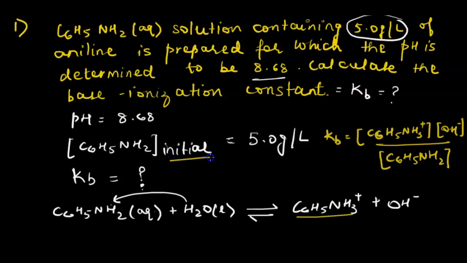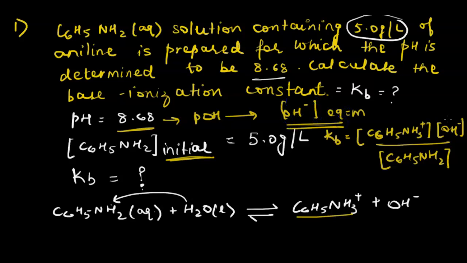So we would be using this initial concentration and making an ICE table for this reaction in order to get the concentrations at equilibrium. Also, we would be using this pH to get pOH, and from pOH we would get the hydroxide ion concentration at equilibrium. That hydroxide ion concentration at equilibrium can be used here, and we'll see where else we can use that hydroxide ion concentration at equilibrium.